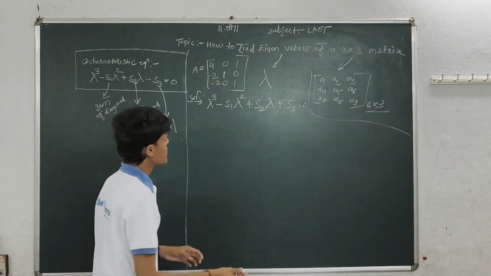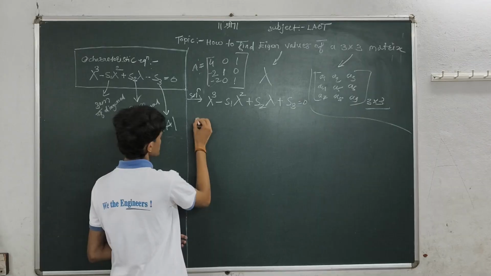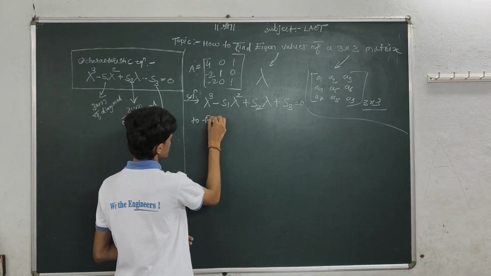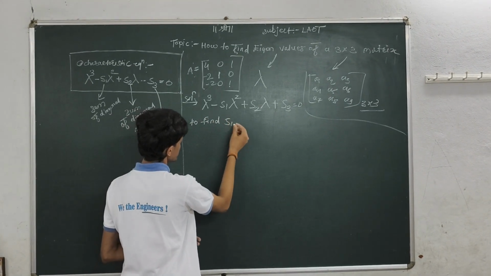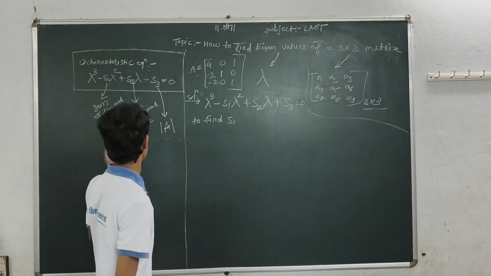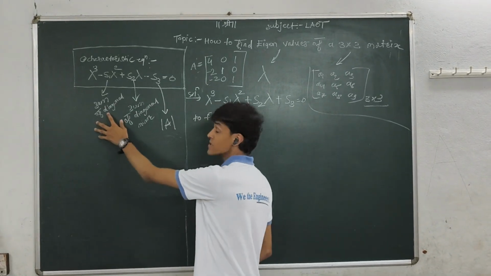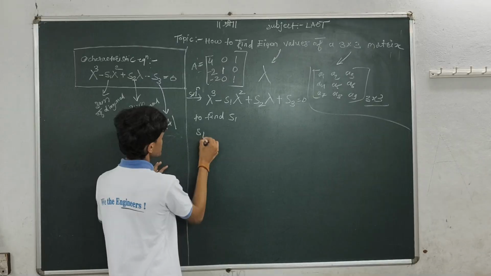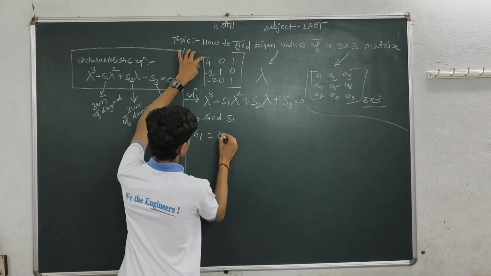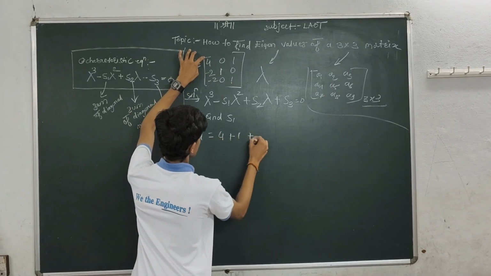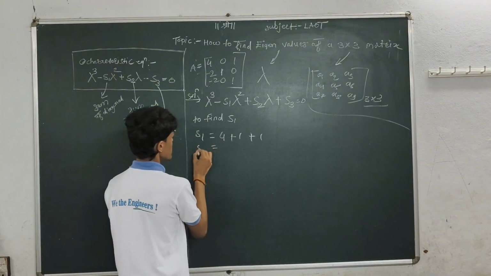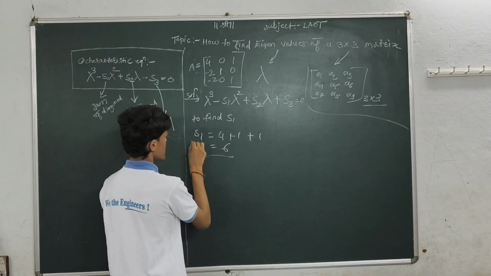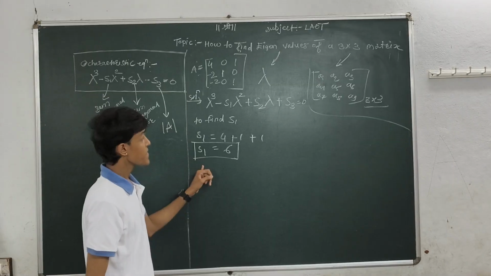So at first we have to find S1. S1 is nothing but the sum of diagonals. So let's look. So 6. This is the value of S1.